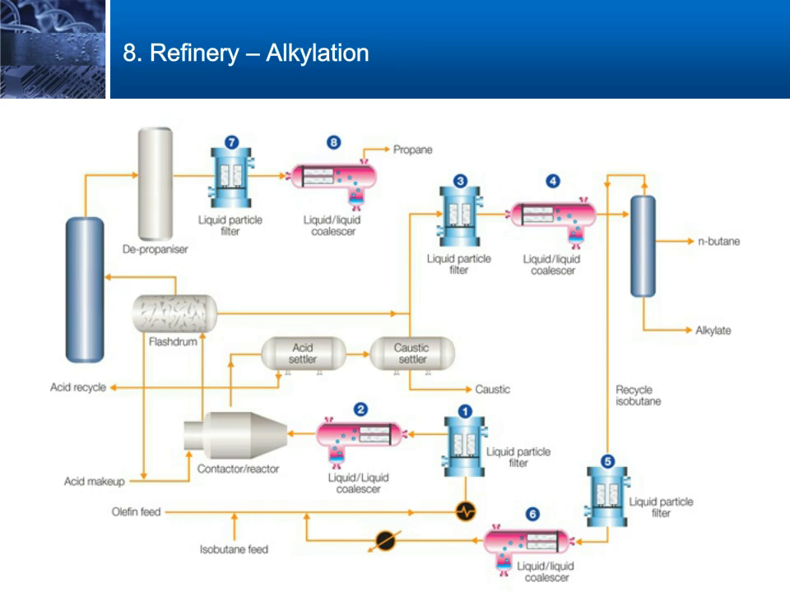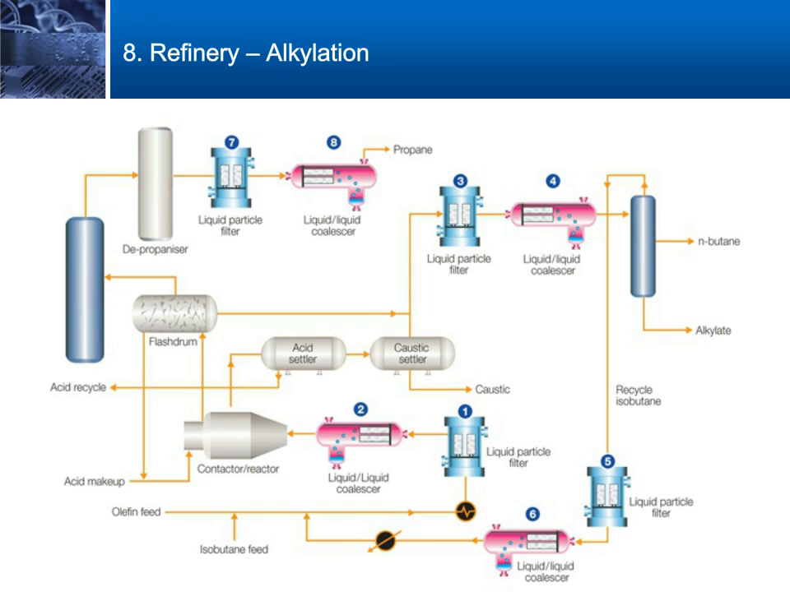Here we can see an example of an alkylation schematic where we have our flow coming in on the bottom left, passing through filters 1 and 2, pre-filter and coalescer, going into the reactor. On a sulfuric acid type reactor as represented here, it's so important to ensure free water removal to reduce reduction in strength on the acid.